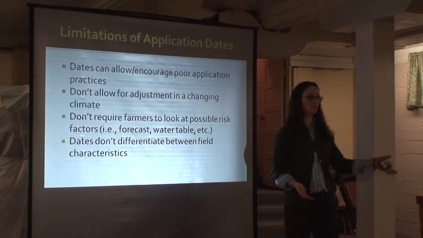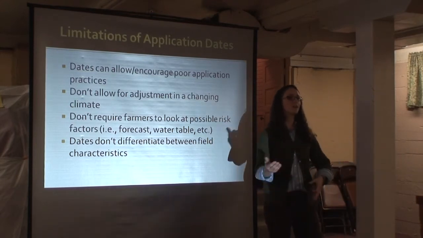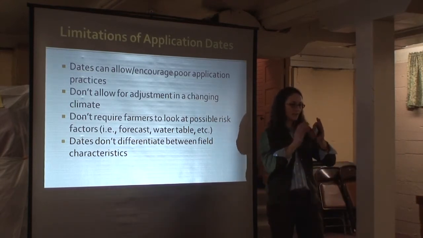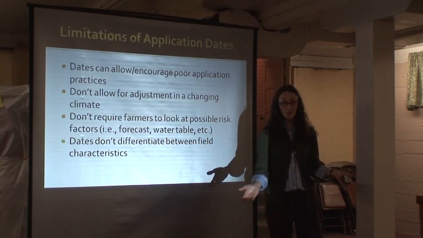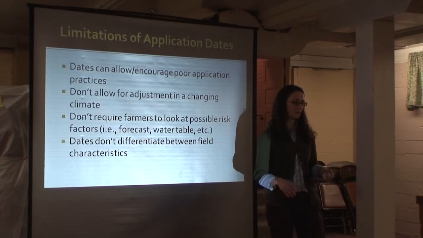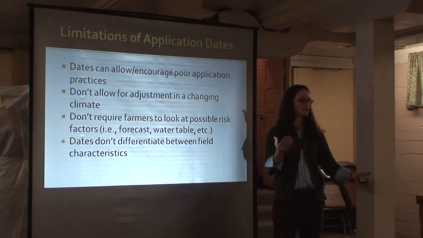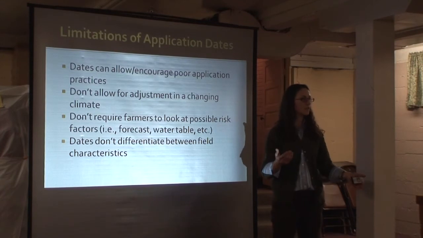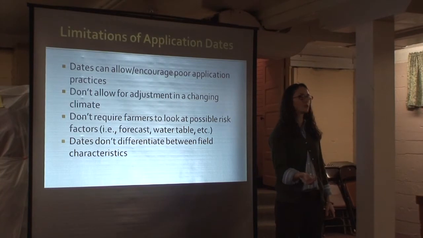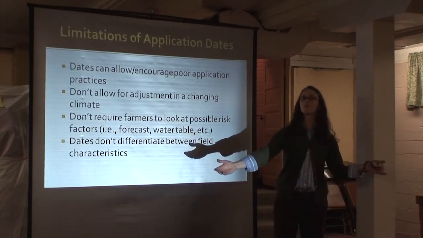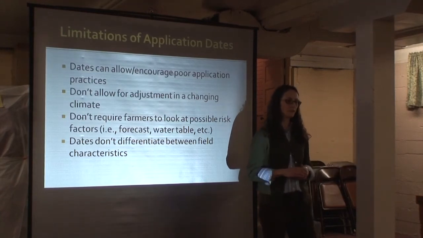Maybe you should have been out there before February 15th. Maybe it's a little bit after. If it's pouring rain or your fields are still saturated, those dates can encourage poor application practices and lead to runoff events, which is something you don't want to have to deal with. They also don't allow for adjustments for our changing climate and weather patterns that shift every year. We had a really nice January, I just watched it go by, and then it rained from February 1st until April. So the dates don't allow for adjustment.